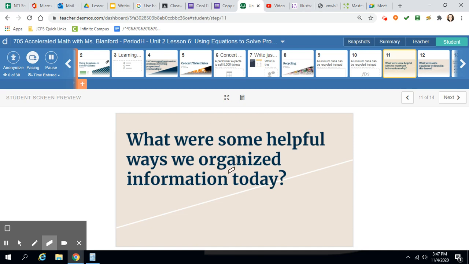Okay. So what were some helpful ways that we organized our information today? Don't know if you recall, but we did a lot of tables. And tables are just good ways to organize information. And also, we used bar models or tape diagrams. That helped us organize some information as well.